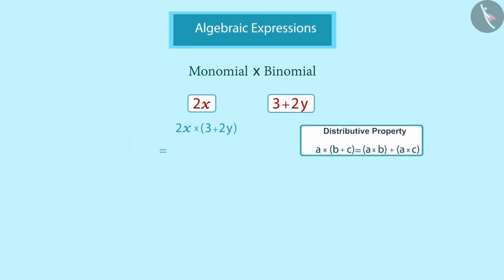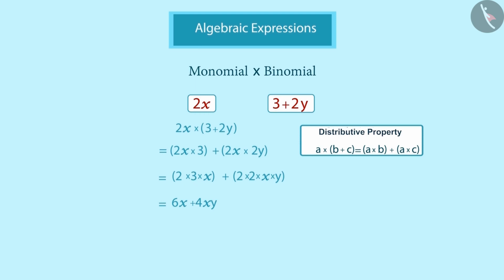Exactly as the distributive property, it will be equal to the sum of multiplication of 2x and 3 and multiplication of 2x and 2y. Now, these are multiplications of both monomial and monomial. We have just seen how two monomials are multiplied. So, our final product will be.